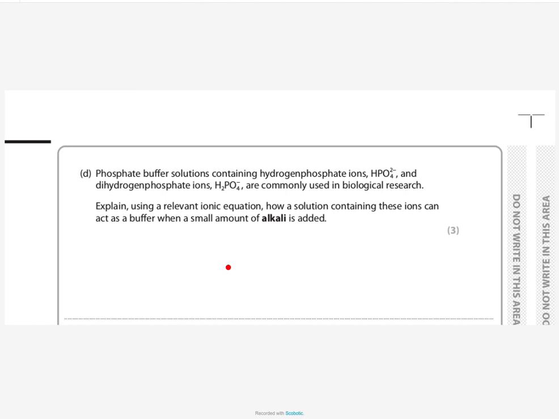Phosphate buffer solutions containing hydrogen phosphate ions and dihydrogen phosphate ions are commonly used in biological research. Explain, using a relevant ionic equation, how a solution containing these ions can act as a buffer when a small amount of alkali is added. So first you have to write the two half equations, right? So you have HPO4²⁻ and H2PO4⁻. So when you add acid, it combines with H⁺ ions. So this dissociates. This will dissociate this way.